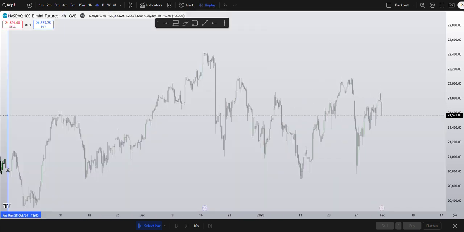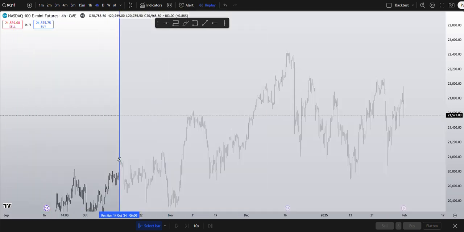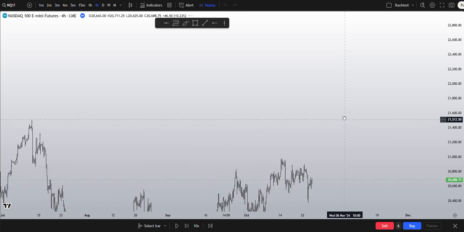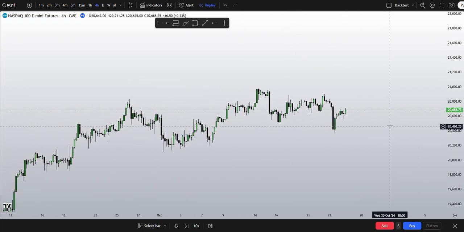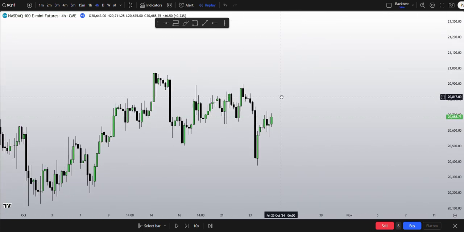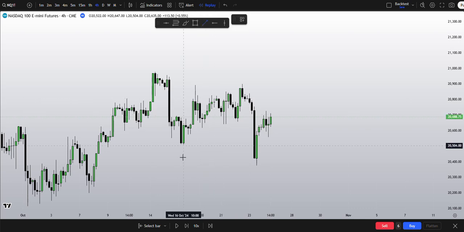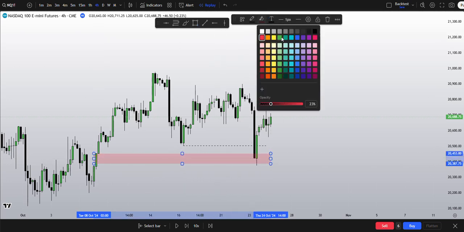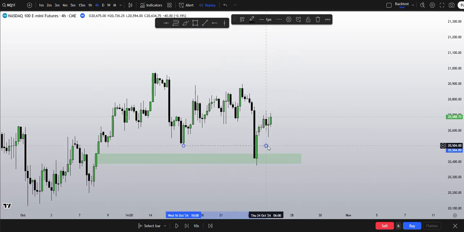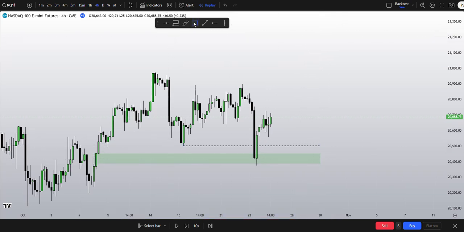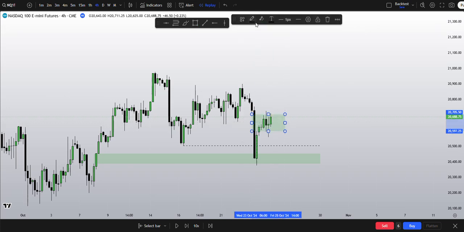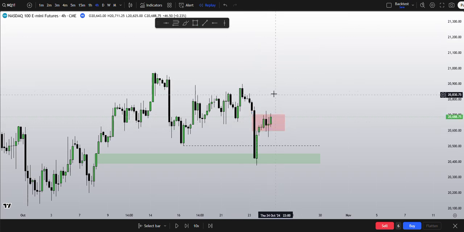I'm going to pick a random date. Somewhere here, we'll go right here. All right, so let's analyze. What do we have here? Well, to begin, first thing that catches my eye is we took liquidity right here. We respected this bullish 4-hour fair value gap. And now we are within a bearish fair value gap. I want to see how price reacts to this bearish fair value gap. Do we respect it or disrespect it?